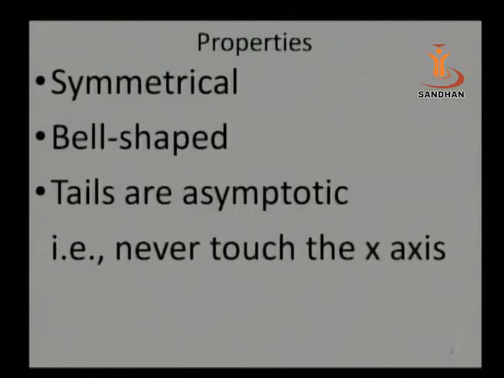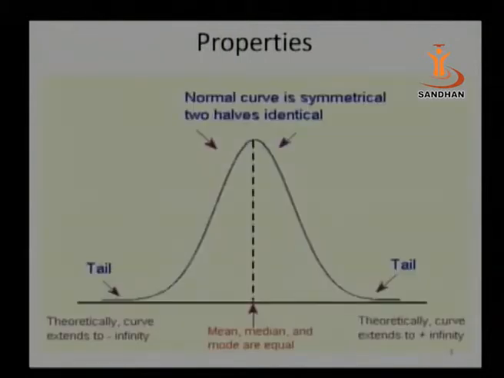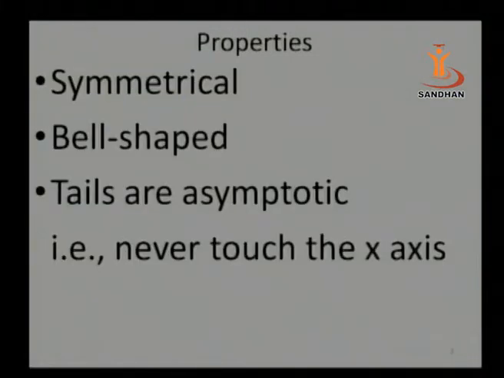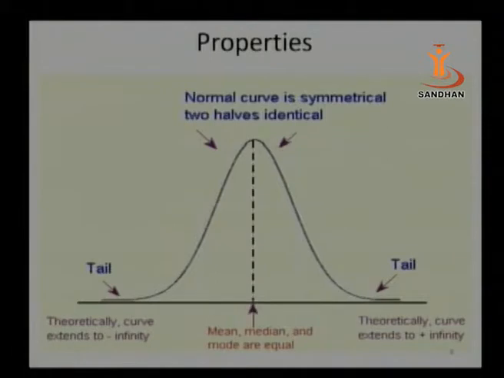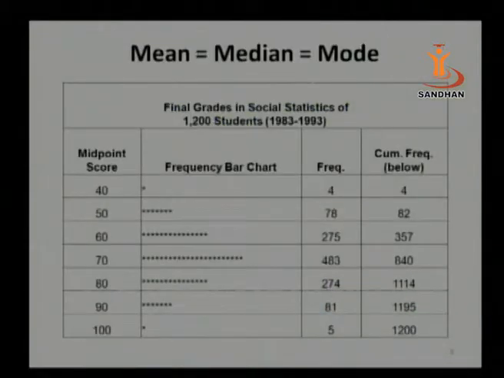The next property is the bell shape, already discussed. The curve of the normal distribution is a bell-shaped curve. Similarly, the tails are asymptotic. It means that they never touch the x-axis. You can see this figure; they never touch the x-axis. The next property is that mean, median and mode are equal.